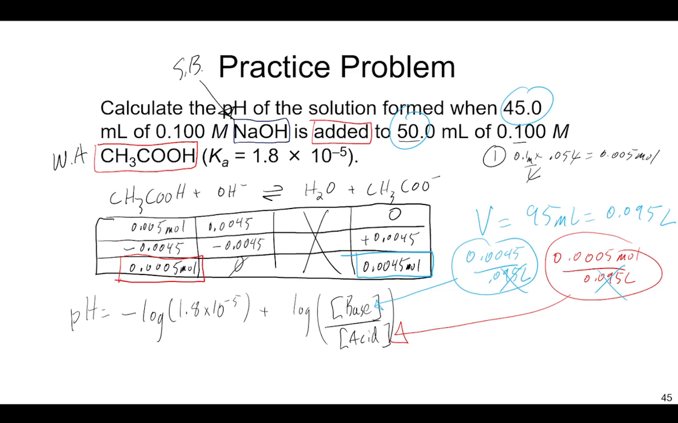So it is a nice little hack here that you can just directly plug in the moles instead of the concentrations, instead of worrying about the total volume and having to do that extra step. But either way you're comfortable doing it is fine. You plug these numbers in, you should wind up with a pH here of 5.70.